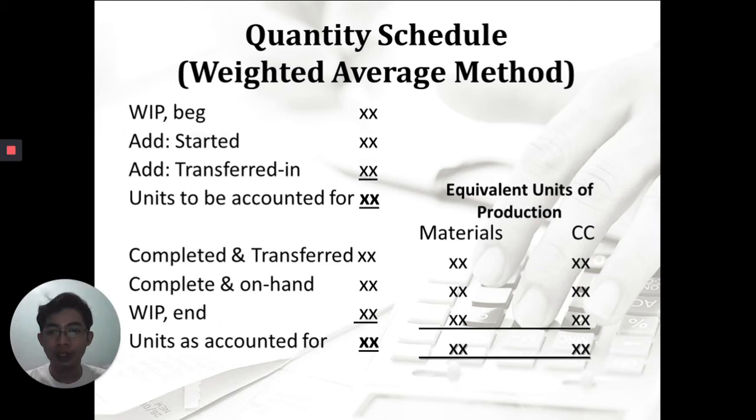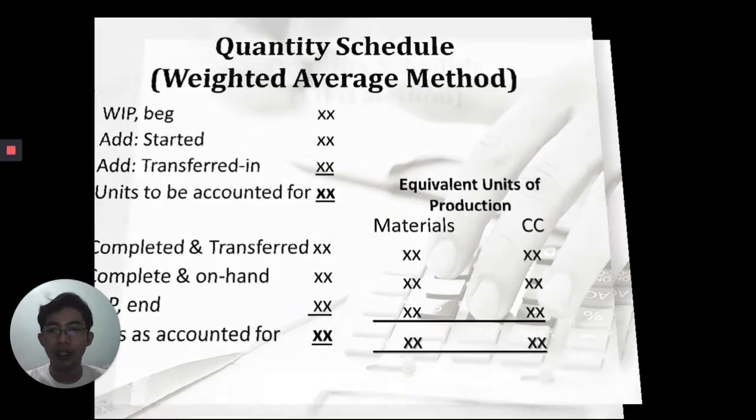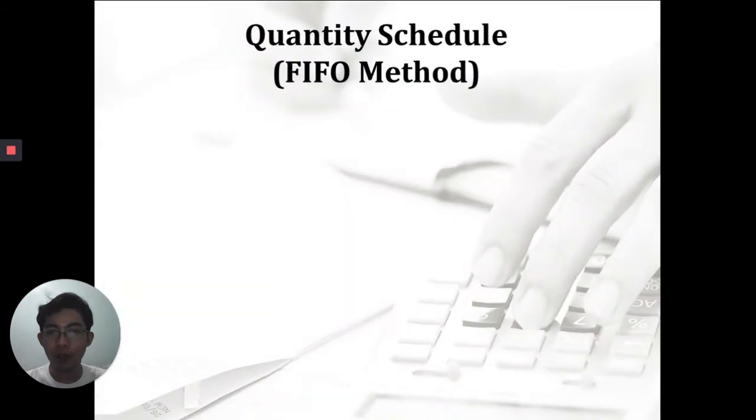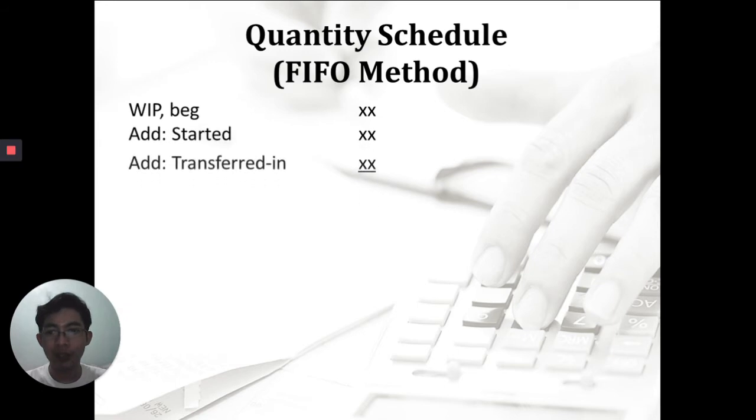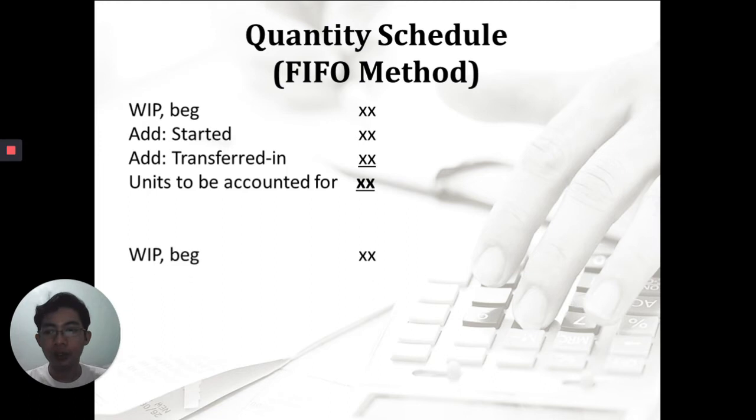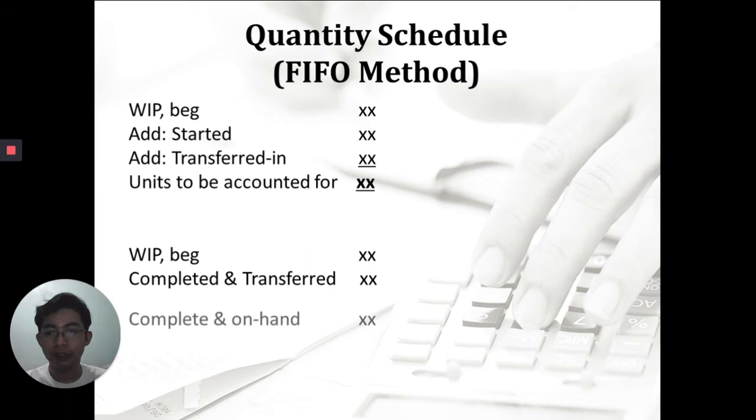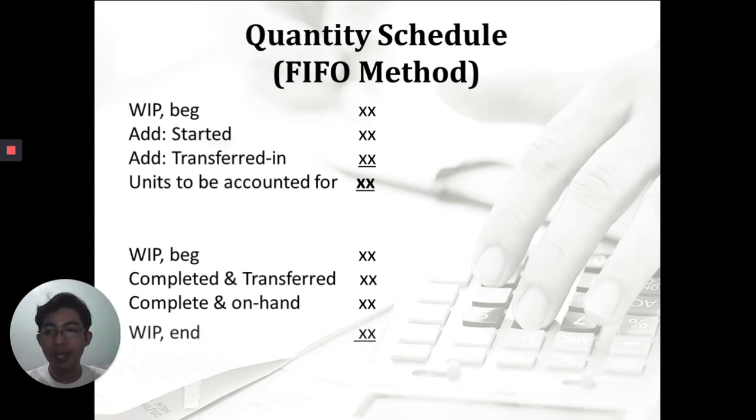So this is your weighted average method quantity schedule. Now let's go to your FIFO method quantity schedule. They are basically the same on the first half. So we're beginning in units, add your started, add your transferred in order for you to get the units to be accounted for. On the second half, you need to distinguish the WIP beginning in units from your completed and transferred and complete and on hand. Because remember, you need to segregate the items that you have completed this period that came from your previous period, and then you add your WIP ending in order to arrive at the units as accounted for.